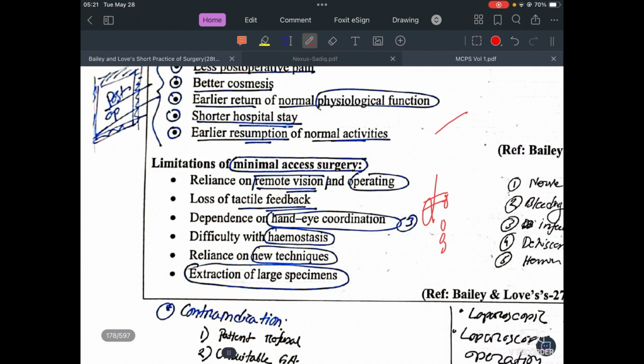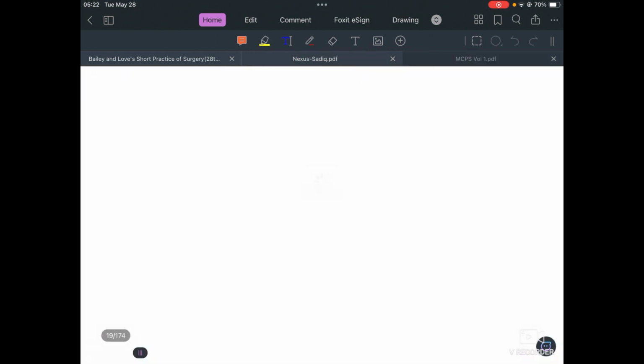And this is a port, and this is a large gallbladder. From this port, extraction of a large specimen is very difficult. So these are the limitations.